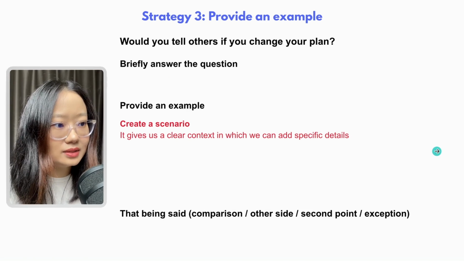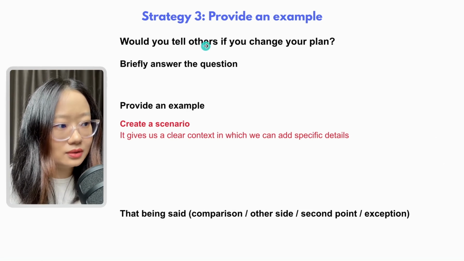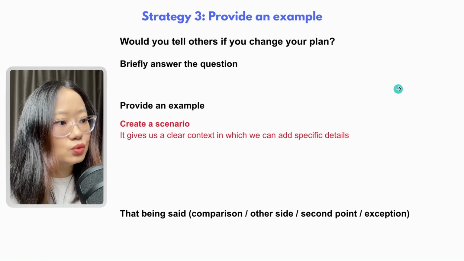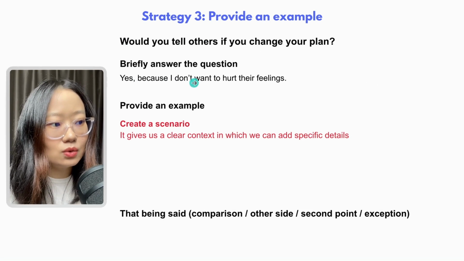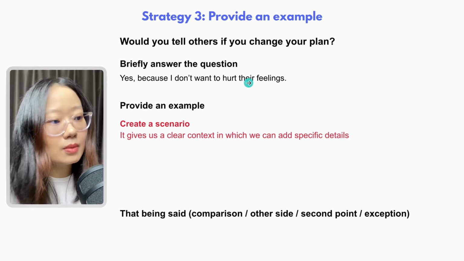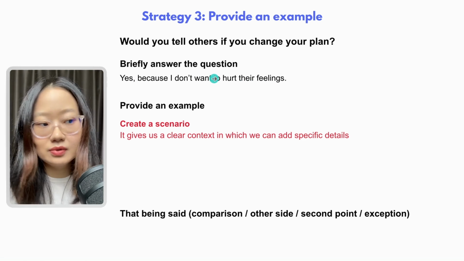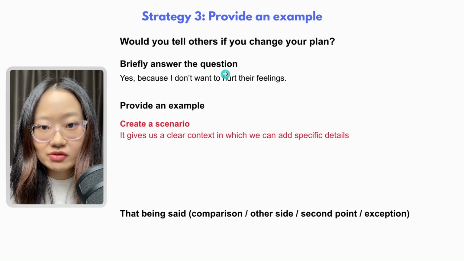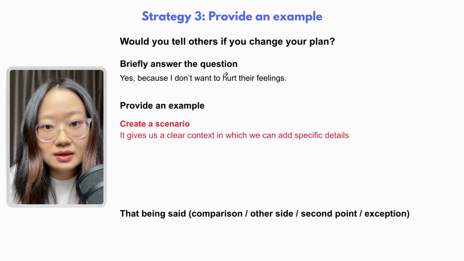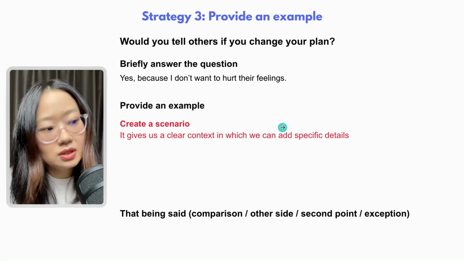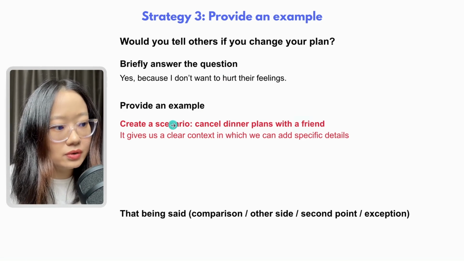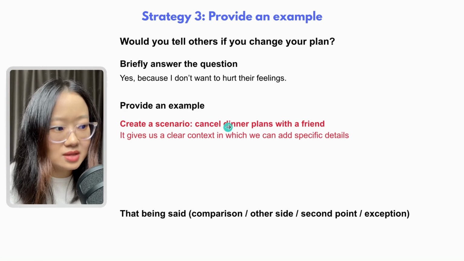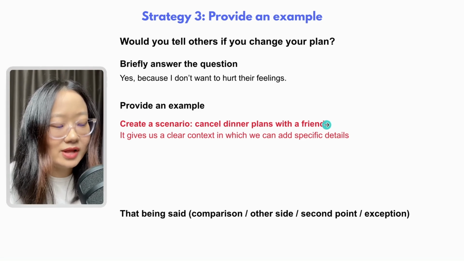Let me show you another example. Would you tell others if you change your plan? We may say, yes, because I don't want to hurt their feelings. But why would not telling them hurt their feelings? This is very difficult to explain without a clear context or scenario, right? So let's create a scenario in which someone has to cancel dinner plans with a friend.